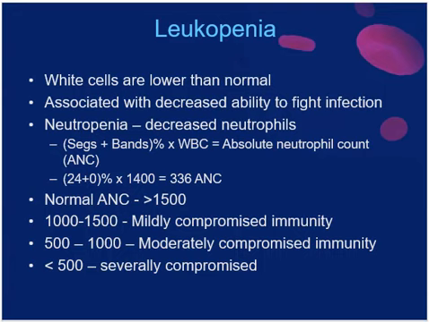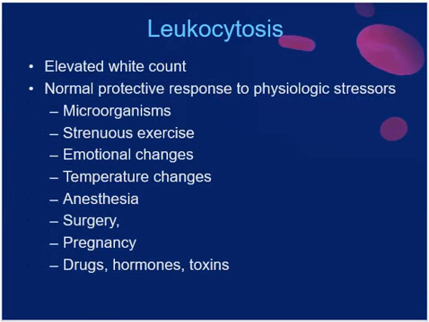We're going to go back. I skipped a slide. Let's talk about leukocytosis. This is an elevated white count. We would check for a CBC with a diff to assess this. There are many stressors that might impact your white count. This can include microorganisms. Your white count can rise related to strenuous exercise, emotional changes, temperature changes, if you've had anesthesia or surgery, if you've been pregnant or are currently pregnant. It can rise related to drugs, hormones, and toxins.